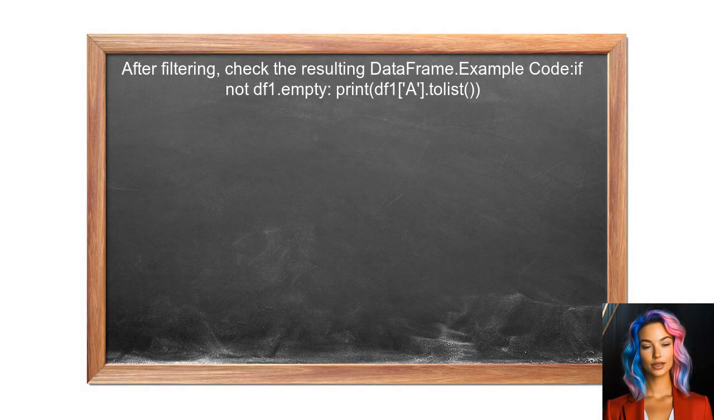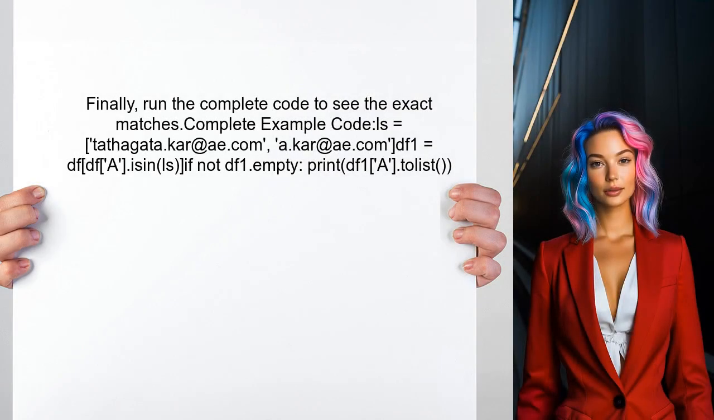After filtering, the user should check the resulting data frame to see if it contains any matches. If it does, they can print the matched strings. Finally, the user can run the complete code to see the exact matches from the data frame. This will ensure that only the desired email address is returned.